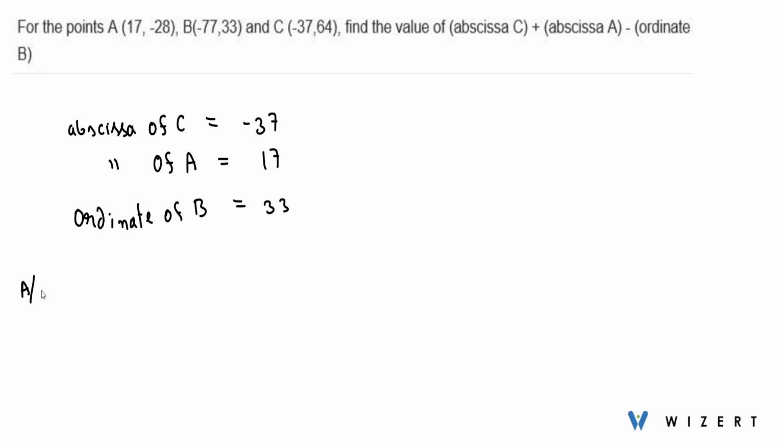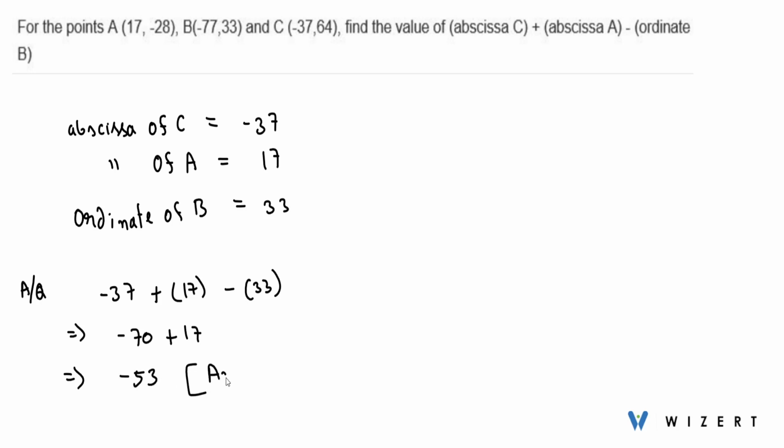Therefore, according to the question, we have to find the value of abscissa of C, that is -37, plus abscissa of A, which is plus 17, minus ordinate of B, which is minus 33. Therefore, -37 minus 33 will give us -70. So -70 plus 17 will be equal to -53. Therefore, -53 will be our required final answer.